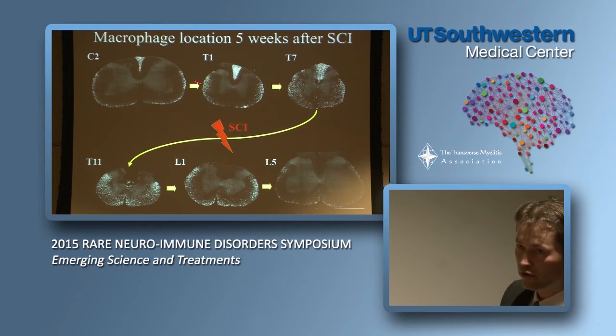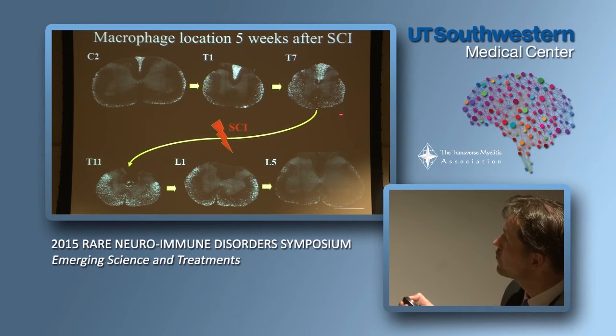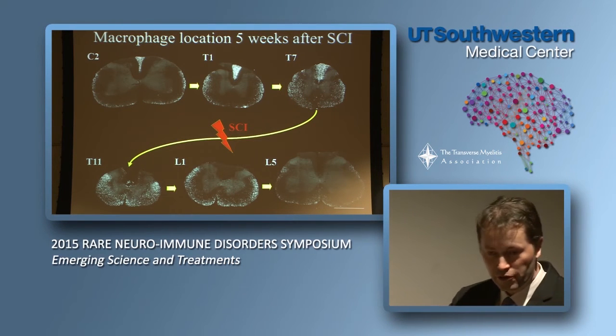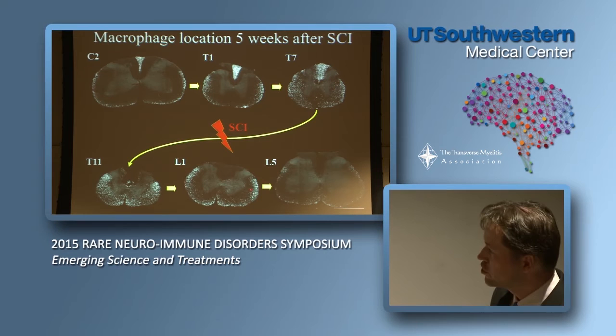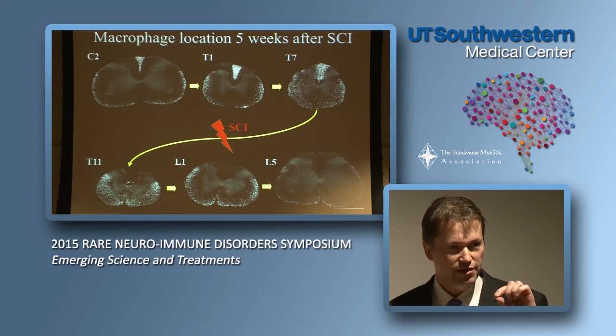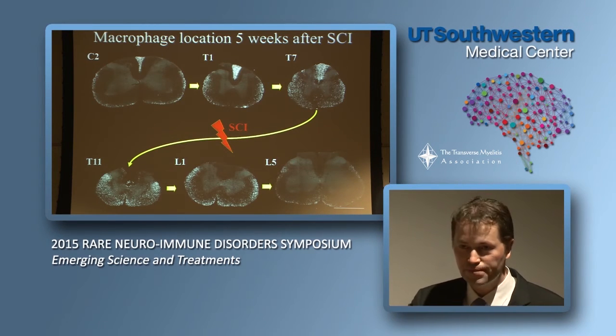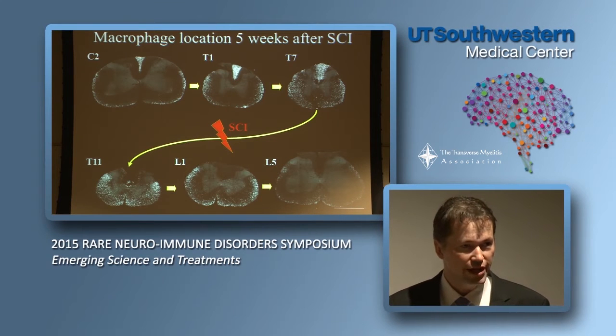Then you go lower to thoracic 1, which is about here. Then thoracic 7, this is closer to the lesion. You see all the white spots. This is where all the inflammation is happening. And then we go away from it. We go at the lesion side and below, and it shows you that lumbar 1 and lumbar 5 are all affected. So that means even though you have a single injury to a very specific site in the cord, the whole spinal cord is affected for a long time afterwards.